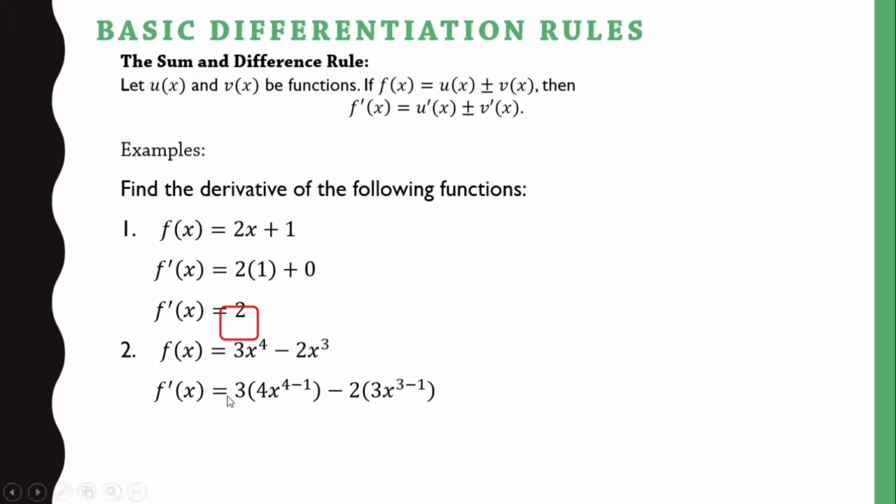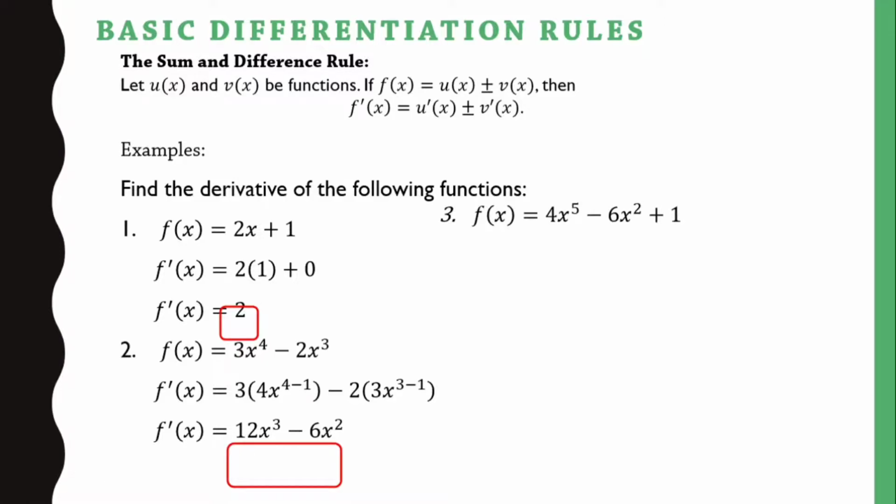Okay, so simplify. 3 times 4, that will give you 12. x raised to 4 minus 1 is x raised to 3. So that will give you 12x cubed. Minus 2 times 3, that is 6. x raised to 3 minus 1, that is 2. So the derivative of 3x raised to 4 minus 2x cubed is 12x cubed minus 6x squared.